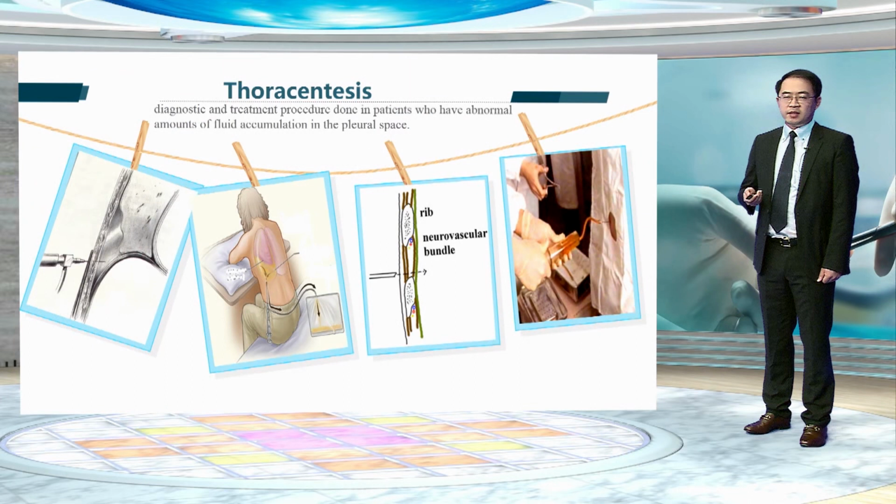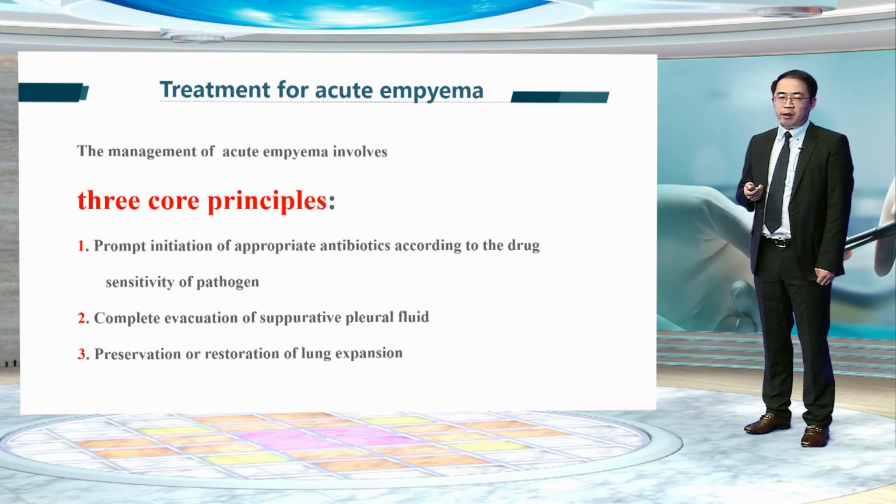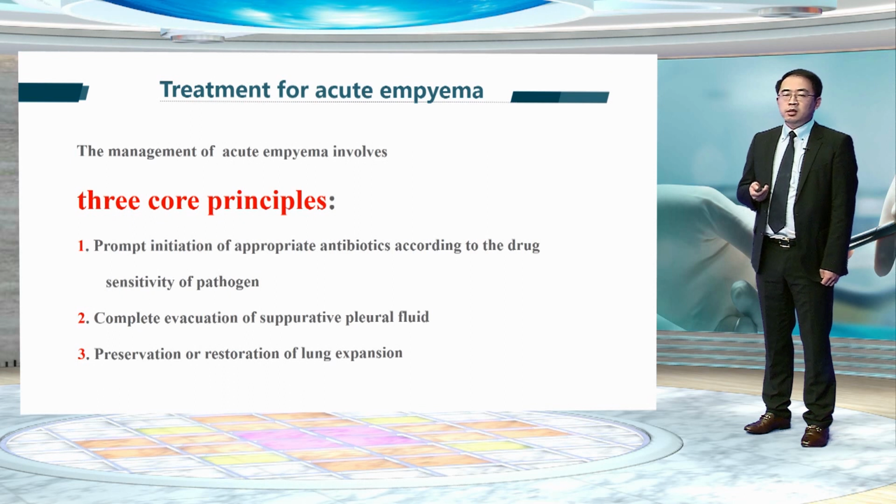So here is thoracentesis. It's a diagnostic and treatment procedure done in patients who have abnormal amounts of fluid accumulation in the pleural space. Treatment for acute empyema has three core principles. This is very important, you should remember. The first is to initiate appropriate antibiotics according to the drug sensitivity of the pathogen. The second is complete evacuation of suppurative pleural fluid. The third is preservation or restoration of lung expansion.